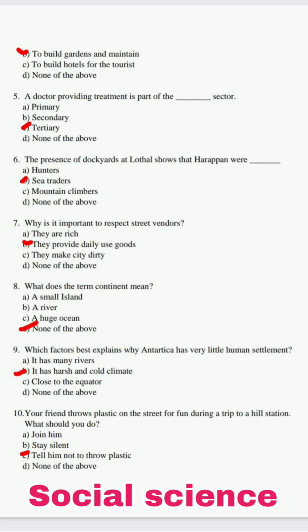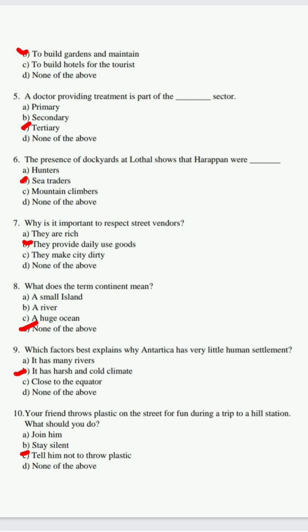Question number 7. Why is it important to respect street vendors? Options are A. They are rich, B. They provide daily use goods, C. They made city dirty, D. None of the above. And the correct option among these is option B. They provide daily use goods.